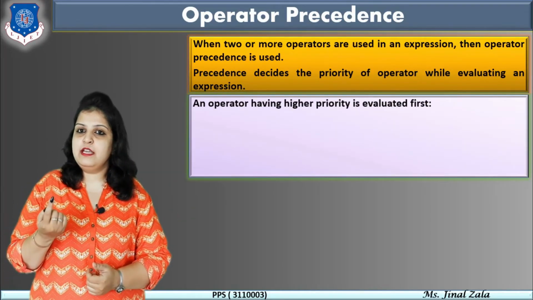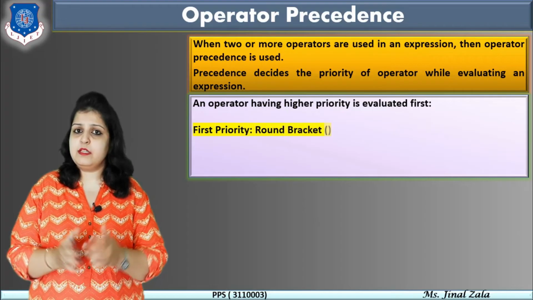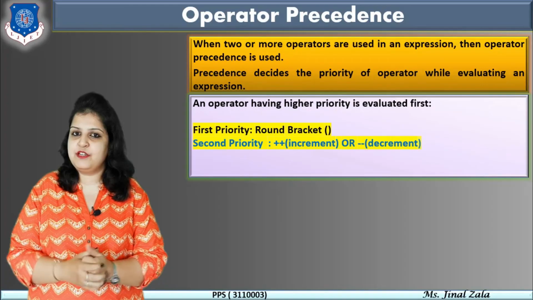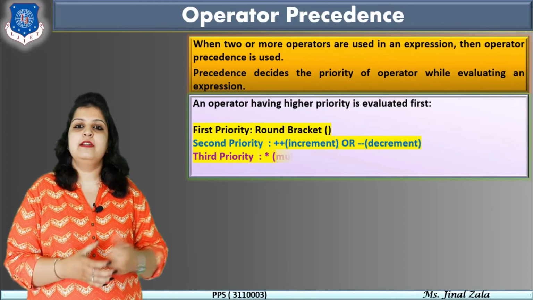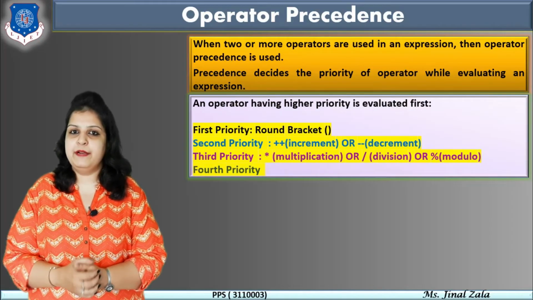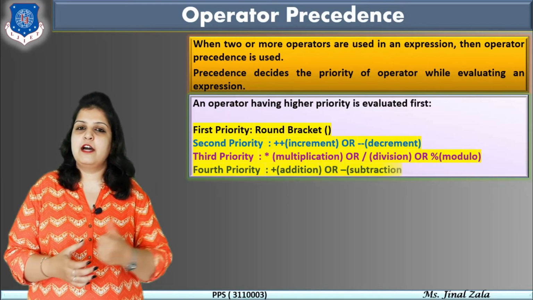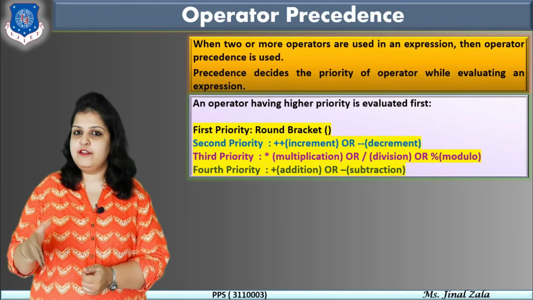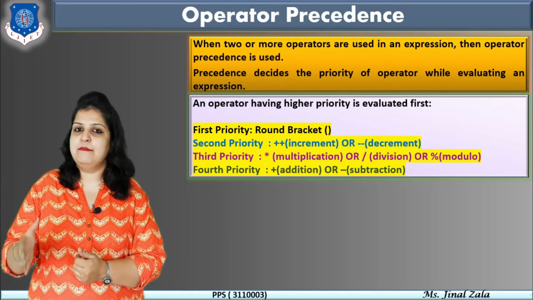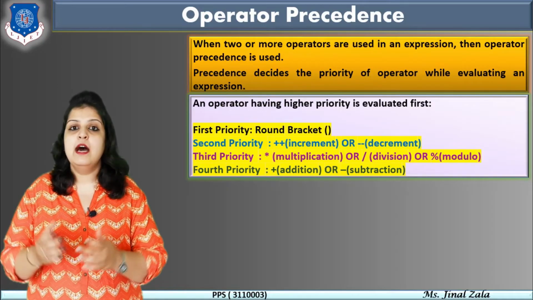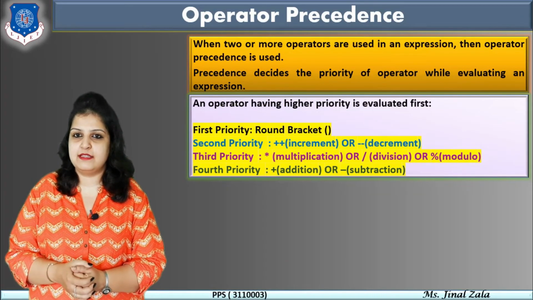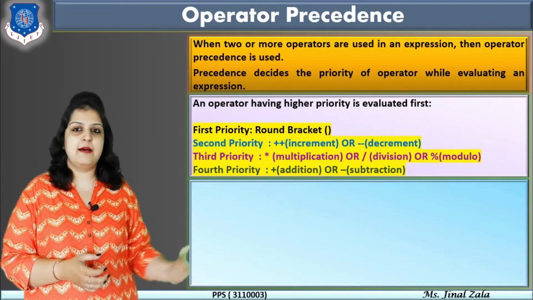First priority is of the round bracket. Means when we have an expression in brackets, first of all that expression will be evaluated. Then second priority is of the increment and decrement operators. Then third priority is the multiplication, division and modulo operators, and last, plus and minus will be evaluated. How? So let us see with an example to clear the idea about precedence. So here see the example.